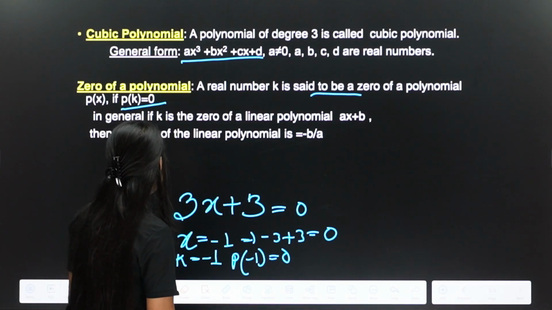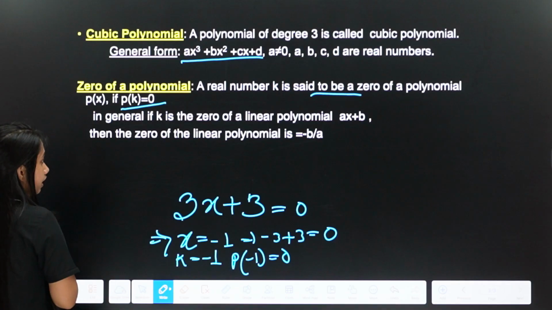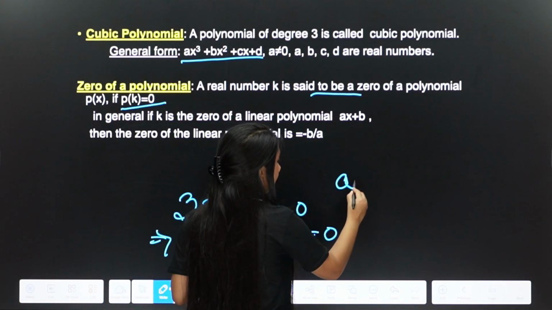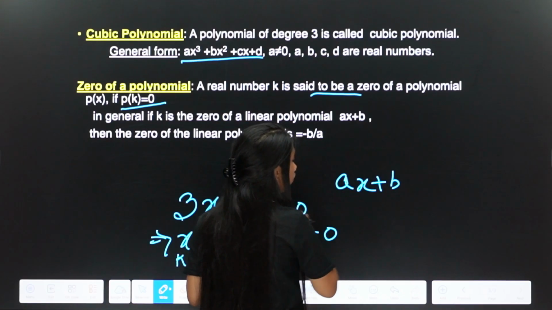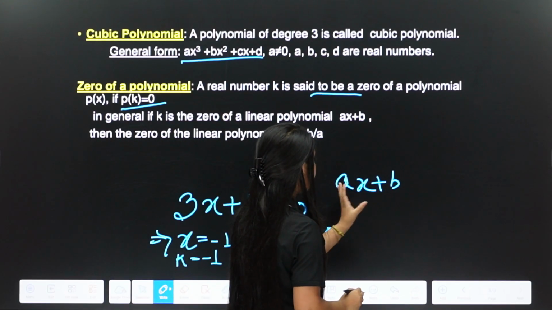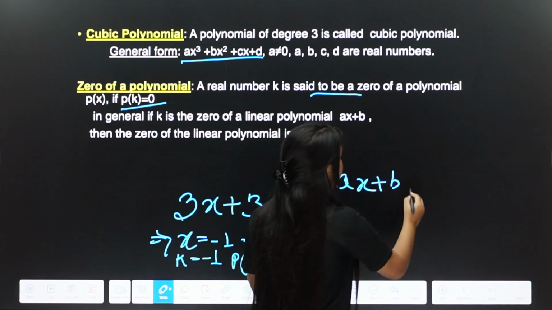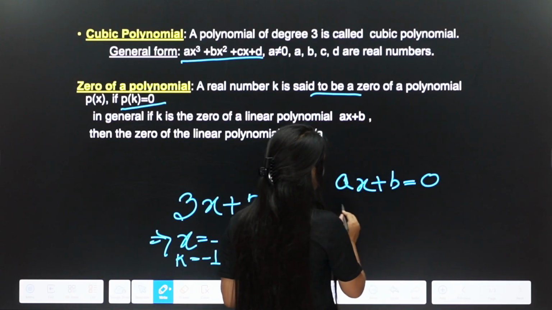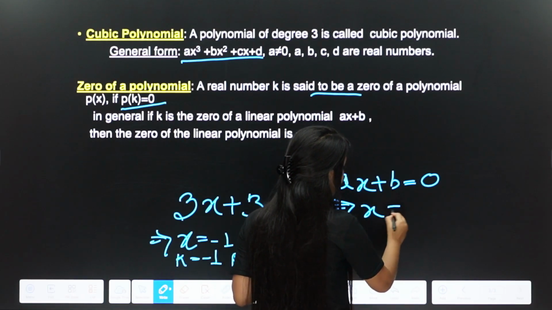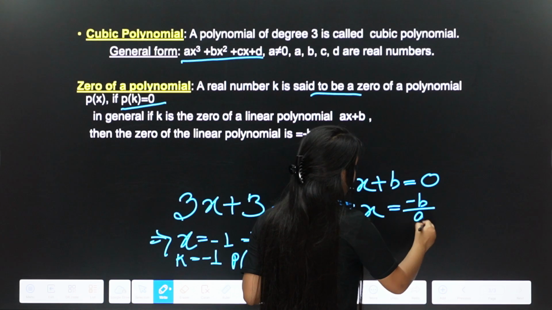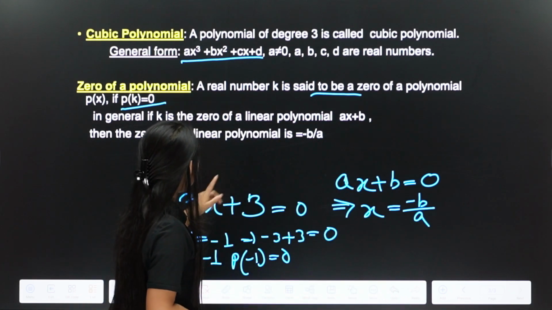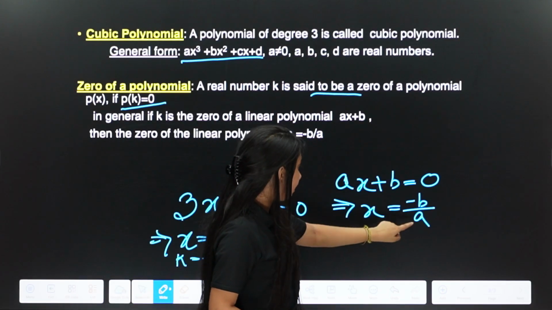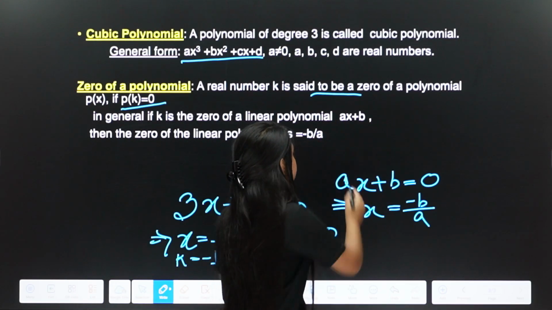Again, we know that the general form of a linear polynomial is ax plus b. So x will be the zero of the polynomial if we put the value in place of x and get 0. So x will be minus b by a. Here you can see that b is the real number and a is the coefficient of x.